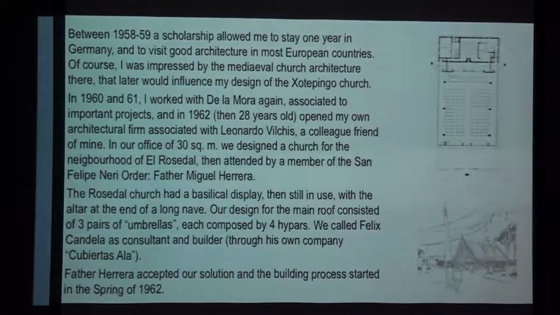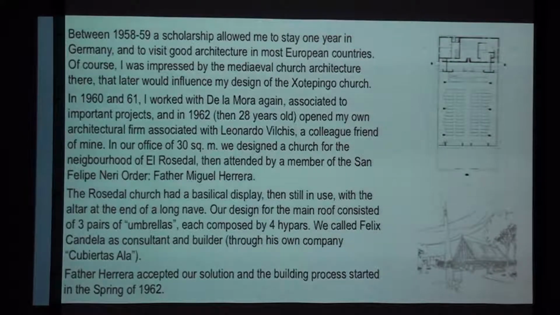Between '58 and '59, a scholarship allowed me to stay one year in Germany, and I had the opportunity to visit good architecture in most European countries. Of course, I was impressed by the medieval church architecture there that later would influence my design of the Xochotepingo church. But in '60 and '61, I worked again with de la Mora, associated to important projects, and in '62, then 28 years old, I opened my own architectural firm, associated with Leonardo Vilchis, a colleague and friend of mine.